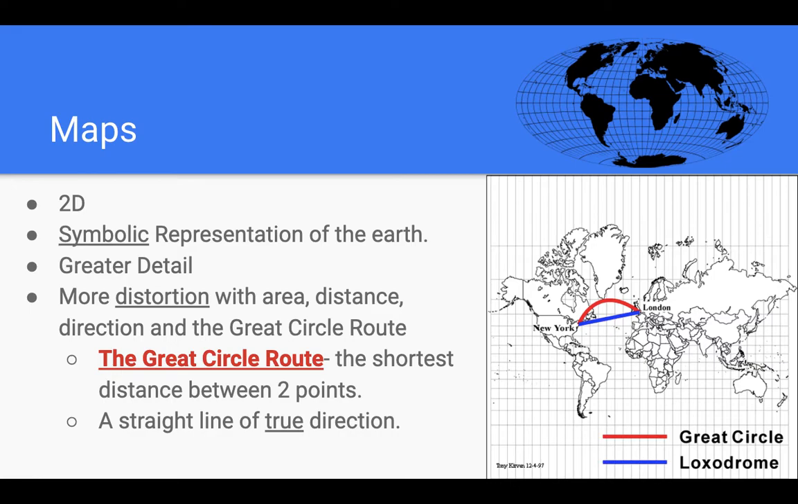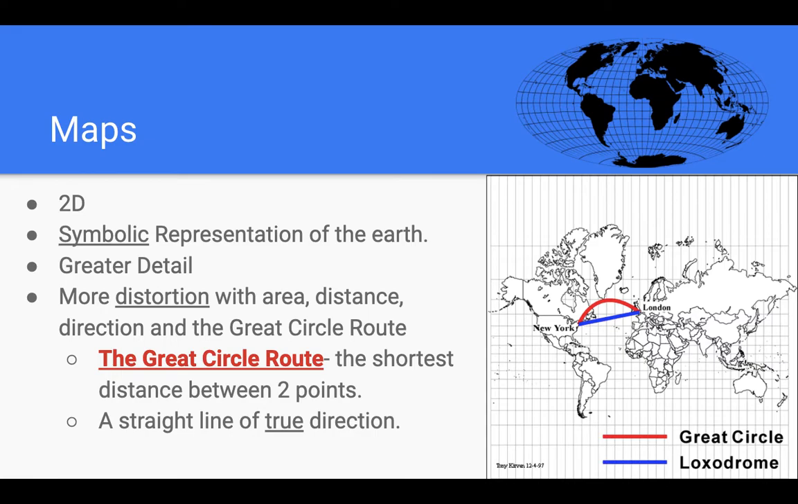Maps are two-dimensional, so they're a symbolic representation of the Earth. They're much greater detail because, once again, you can zoom in on them. But the biggest issue with maps is that because they're two-dimensional, they're always going to be distorted in some way. They're either distorted with area, distance, direction, or the Great Circle route, which I'm about to explain. So the biggest issue is distortion.